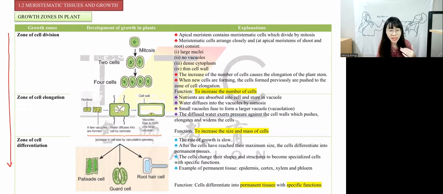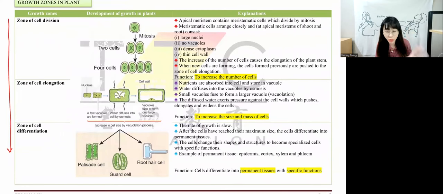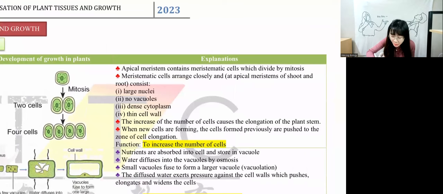Okay, now what does cell differentiation mean? Differentiation means that they will form into a permanent tissue with specific function. So this is actually the importance of these three zones. But to learn the detail part, how do they increase the number of cells? In the zone of cell division, it has to happen in the meristematic cell.